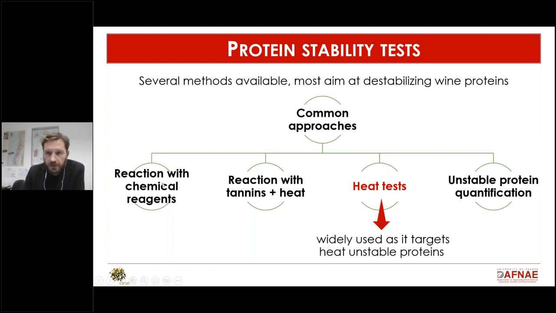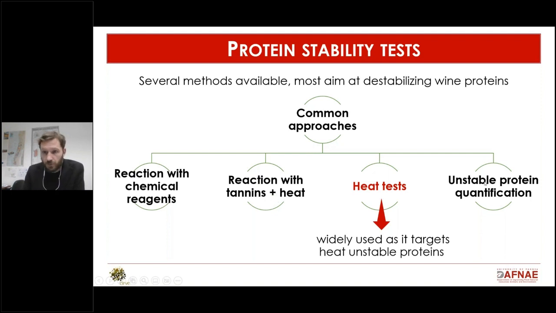But other people have looked at other ways. For example, by making the protein react with some chemical reagents. If you add some chemical which has a destabilizing effect on the proteins, then the protein gets destabilized, and as a result, you can predict the instability. By adding, for example, tannins, which will react with proteins, in the presence of heat that will also cause haze formation, and so you will try to predict that.